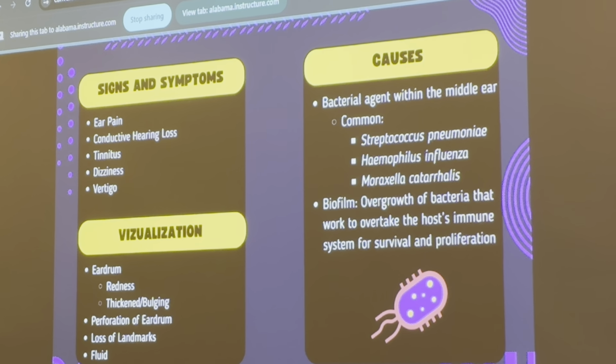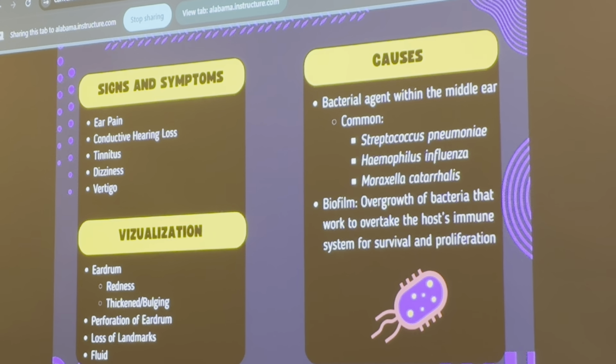We can also contribute it to secondhand smoking, some other environmental factors, some pollutants in the air. Improper feeding with the infants. So we're not sitting them up real nice and tall to feed, we're letting them lay on their back to take a bottle. And kind of that aspiration risk aspect of it can add to risk for infection.